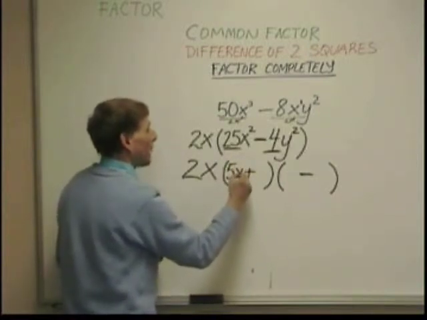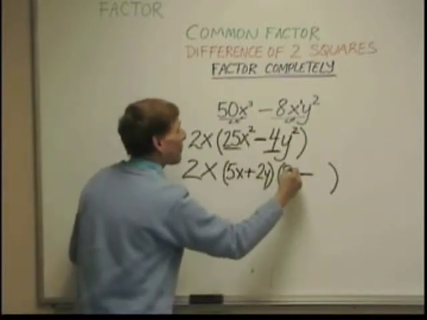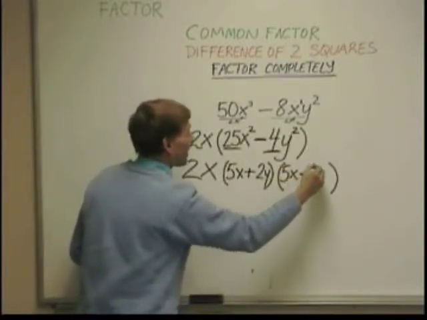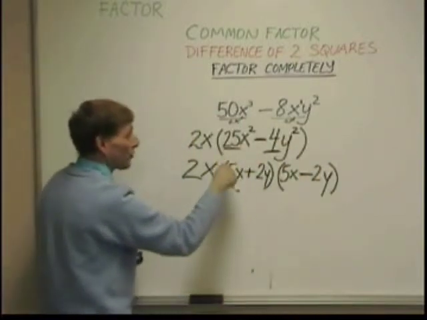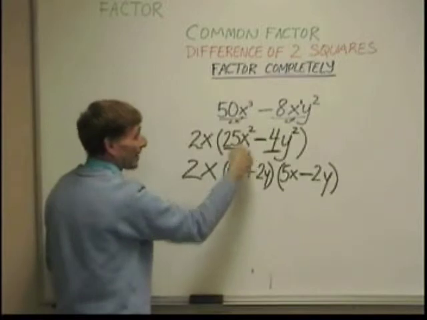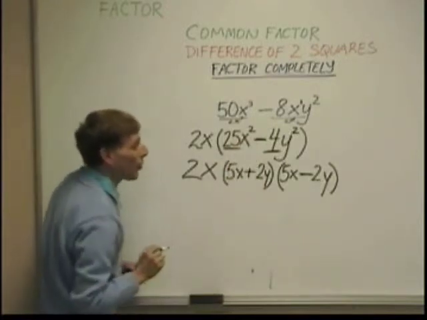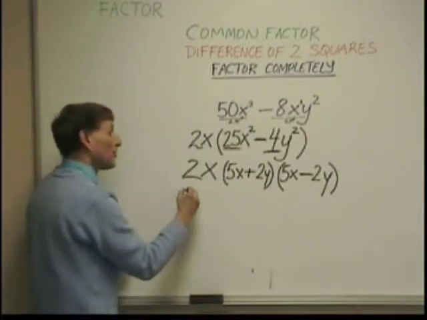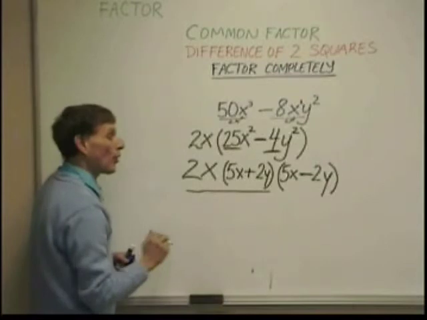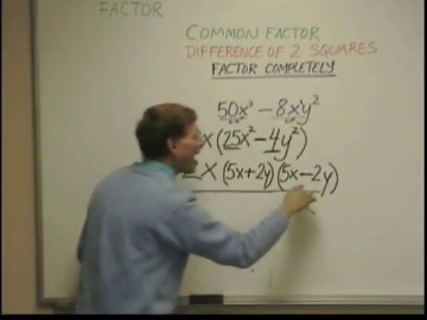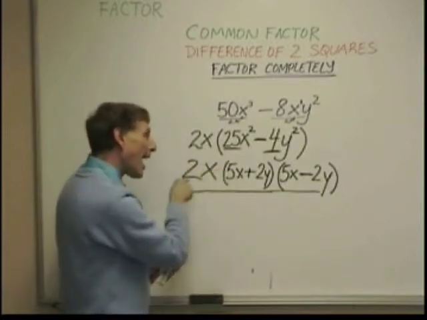So I have 5x plus 2y, 5x minus 2y. The roots: the square roots of each number, and for the letters, half the exponent. So half of 2 is 1, and I don't put the 1 in. So the 2x on the outside, 5x plus 2y, 5x minus 2y, is the complete factoring. This is how it should look.